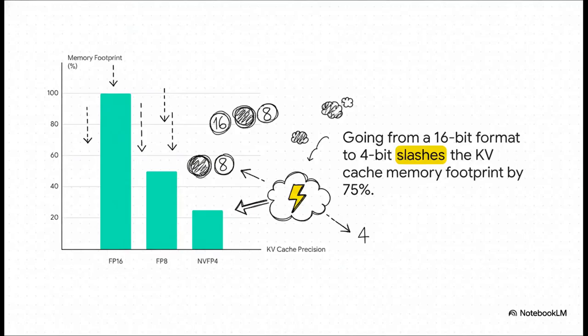Okay, so by basically using, let's call it lower quality numbers in that KV cache, we can get these insane memory savings. You go from the standard 16-bit format down to 8-bit, and bam, you just cut your memory usage in half. And with these new formats like NVFP4, which only use 4 bits, you can slash that memory footprint by 75%. That directly means you can handle way bigger batches or much, much longer conversations.